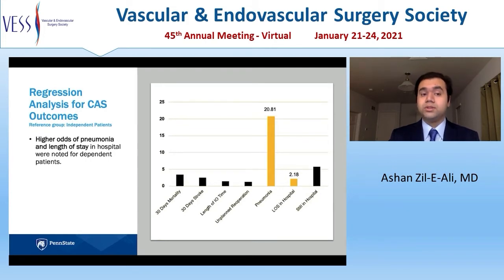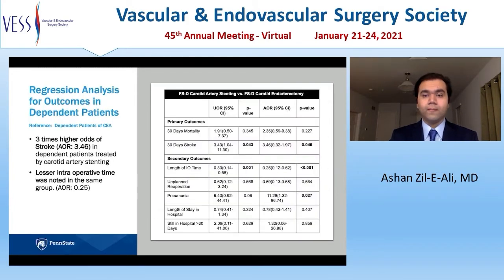In regression analysis for carotid artery stenting, we found that pneumonia and length of stay in hospital had higher odds in dependent patients. Although pneumonia had a very broad confidence interval, and hence drawing a precise conclusion is not possible from this data. In the third analysis from the regression modeling, we compared functionally dependent carotid artery stenting patients versus functionally dependent carotid endarterectomy patients. We learned that there was 3 times higher odds of stroke in dependent patients when treated by carotid artery stenting, and there was lesser intraoperative time in carotid artery stenting patients as compared to endarterectomy patients.